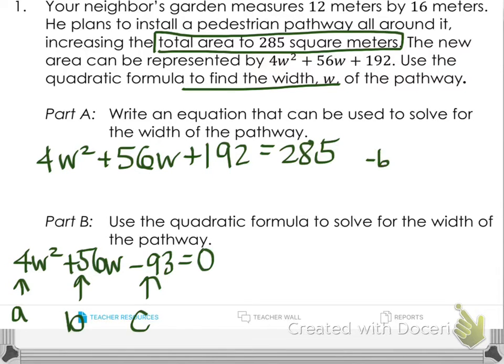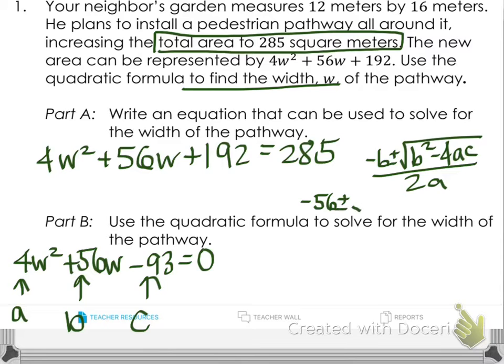Remember, the formula is negative b plus or minus the square root of b squared minus 4ac, divided by 2 times a. So we're going to find the opposite of b. The opposite of b is negative 56 plus or minus the square root of b, which is 56, so 56 squared, minus 4 times a, which is 4, times c, which is negative 93, and then we're going to divide that by 2 times a, which is 4.